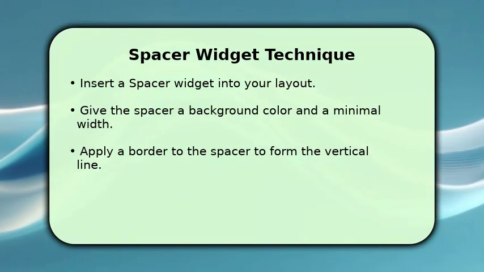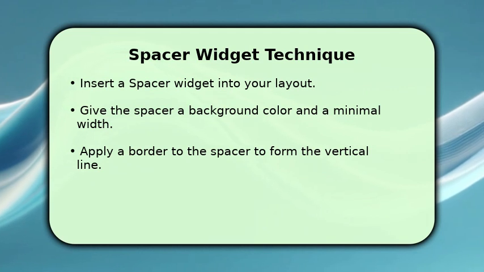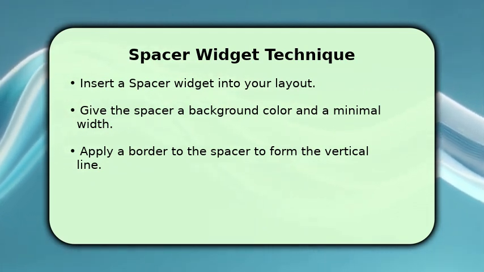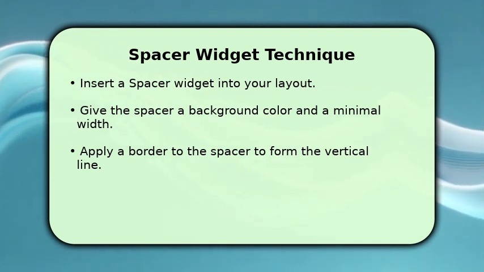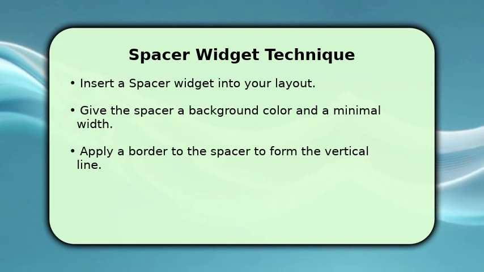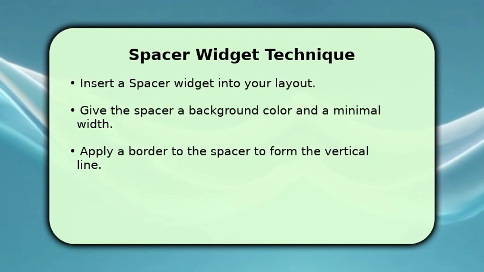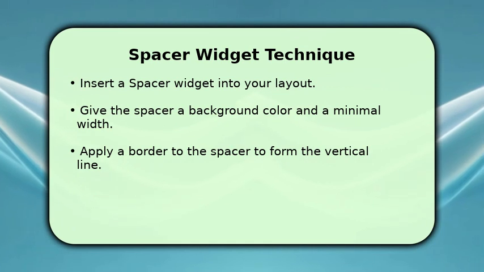Our third method involves the spacer widget. Place a spacer widget where you want your line. Go to its Style tab and set a background color, perhaps black or gray. Then, in the Advanced tab, set its width to a very small value, like 1 or 2%, and its height to 100%. Finally, add a border to one side of the spacer, making it appear as a distinct vertical line. This provides flexibility in placement.